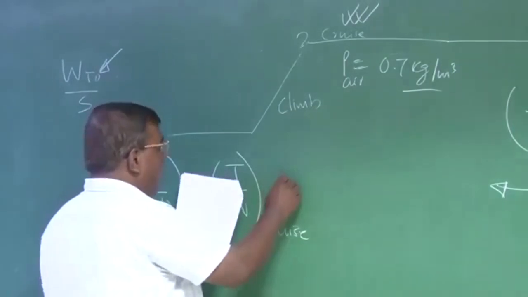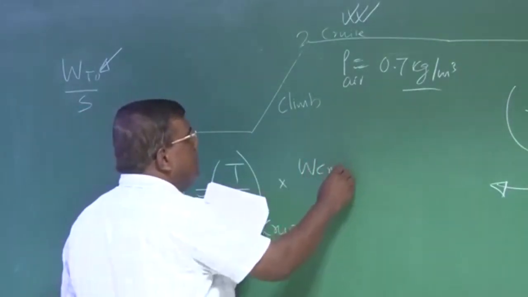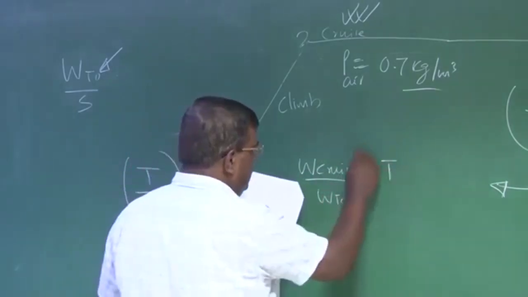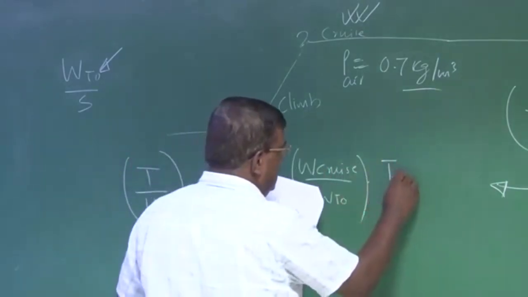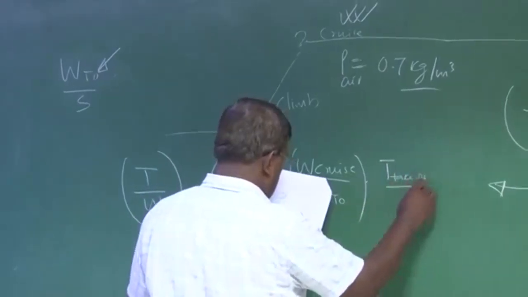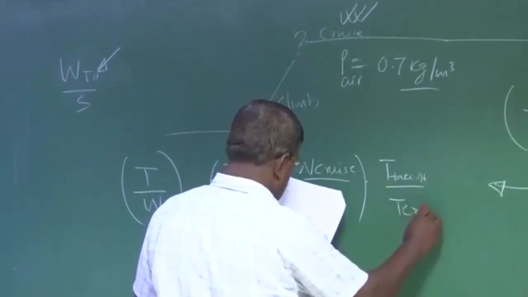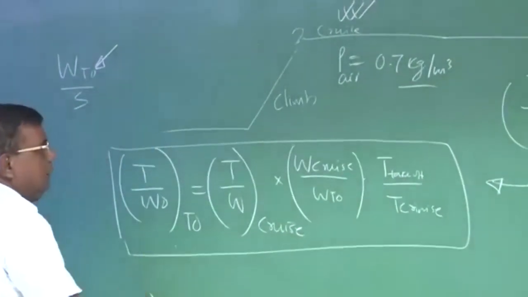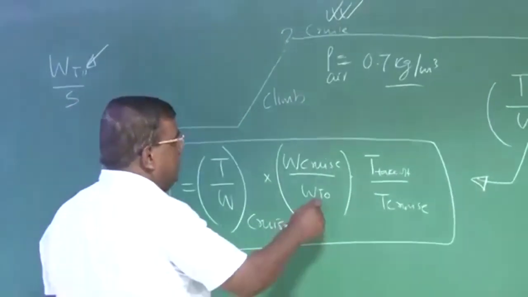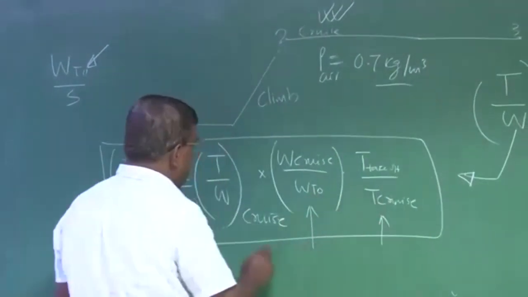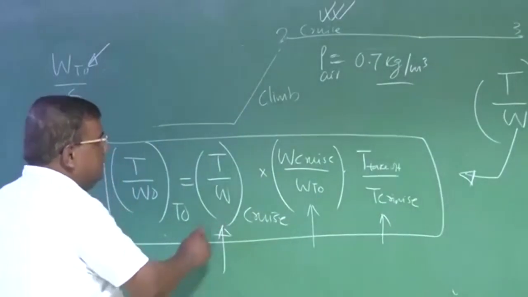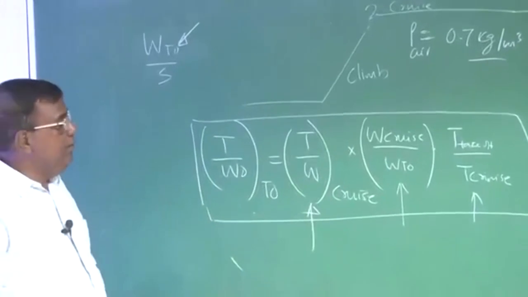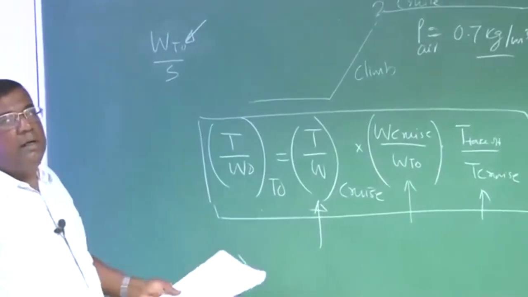So this will be this multiplied by W cruise by W takeoff into T takeoff by T cruise. This should be at the back of your mind, and you should have some number for this, some number for this as a designer, and you know how much T by W takeoff the engine should be able to deliver at sea level conditions. Okay.